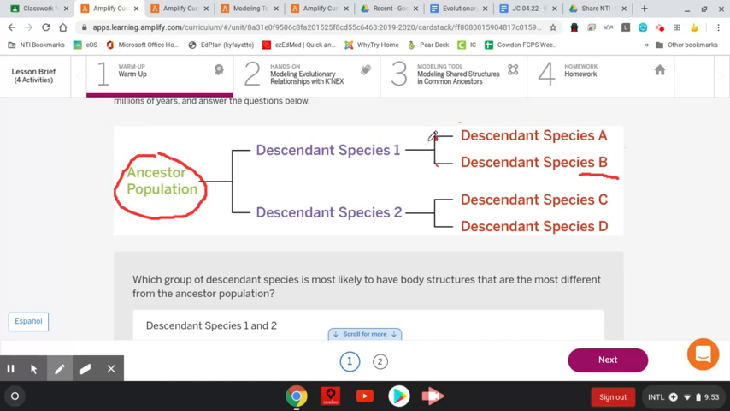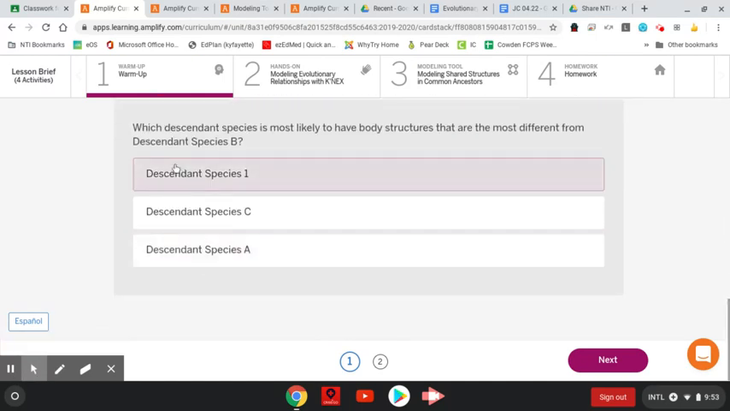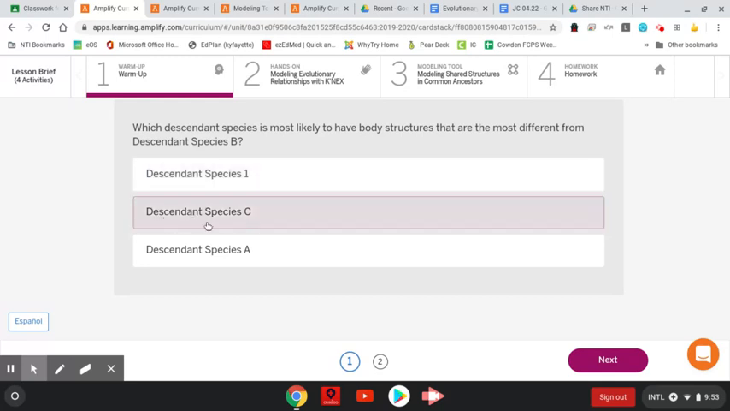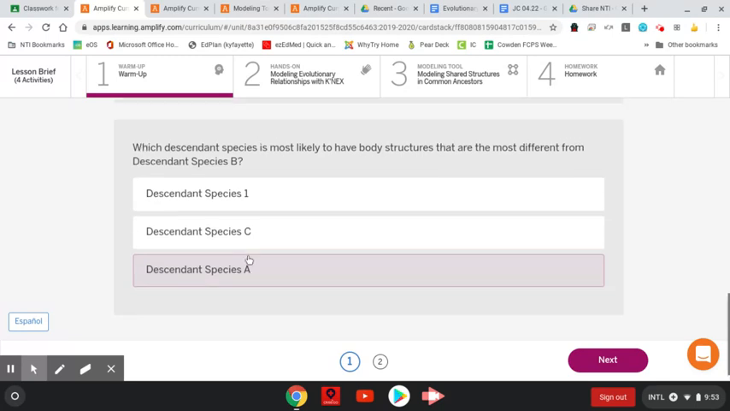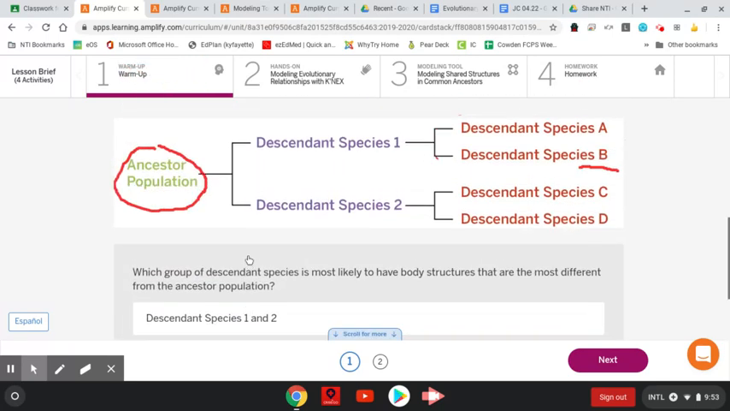As you can tell, it is still connected to species A, so they are closely related to each other. You want to look at descendant species 2 and how that line splits off. You want the ones that are not connected. So your options are descendant species 1, descendant species C, or descendant species A. So you want to find the one that is not connected to descendant species B.